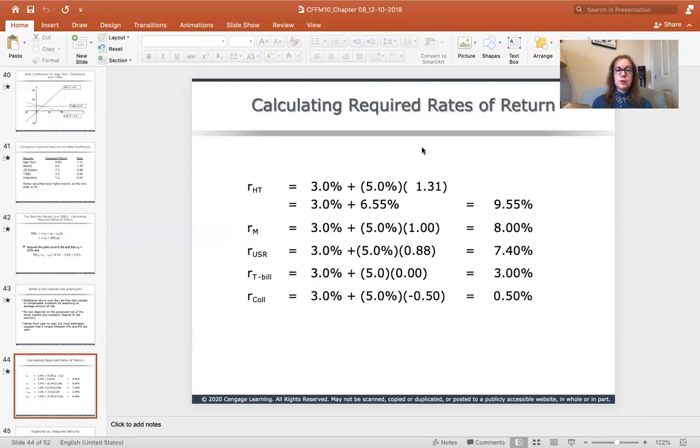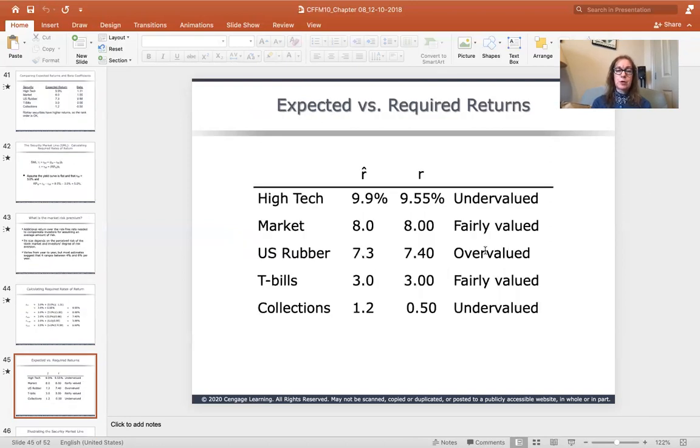So this is the required return for each of these stocks using the capital asset pricing model. Here's high tech and so forth. Now let's compare the required return to the expected return. High tech had a required return of 9.55%, but they think it's going to return 9.9. So this is a buy. It's undervalued.